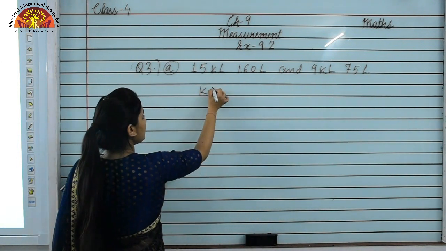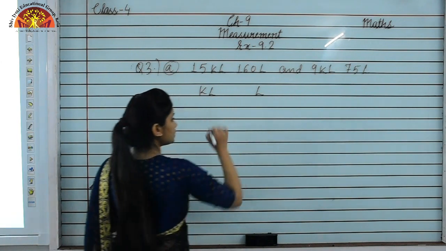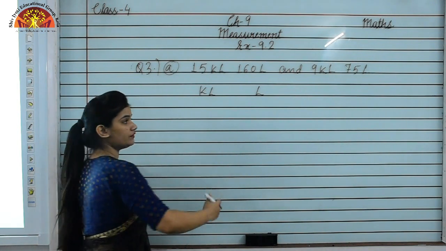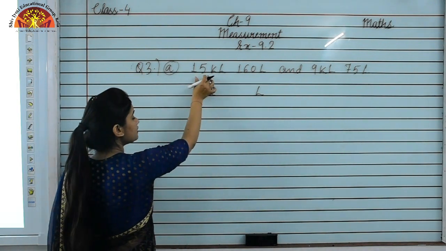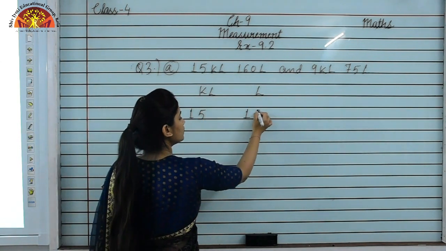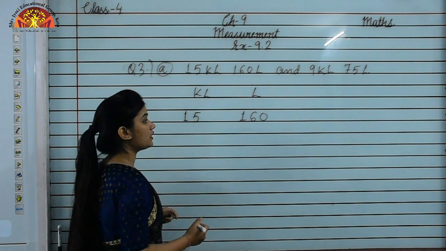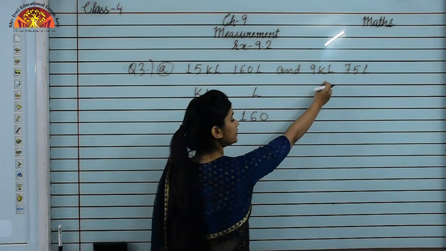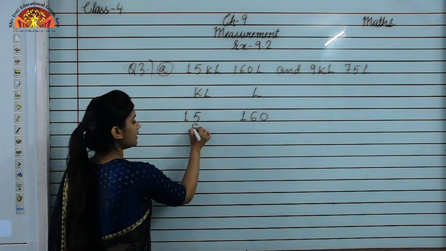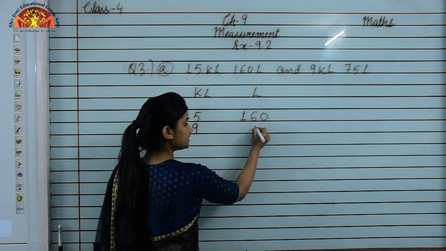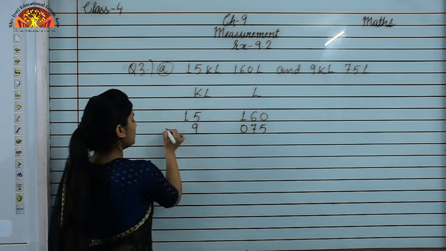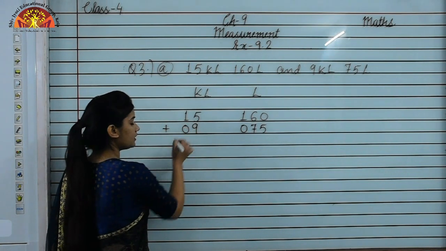So simply kiloliter we will write here and liter we will write here. Okay, जो बड़ी unit है ना, the bigger unit we will write this side and the smaller unit we will write this side. First number we have 15 kiloliter, 160 liter. So I will write 160 here. So now the next number is 9 kiloliter and 75 liter. Okay. So now 9 kiloliter, 9 I will write here. Okay. And 75 liter. So 7 and then 5 and we can put 0 here. Now we have to add the numbers here also. I can put 0.